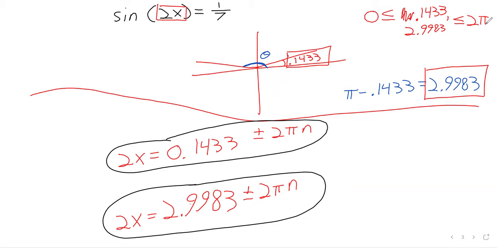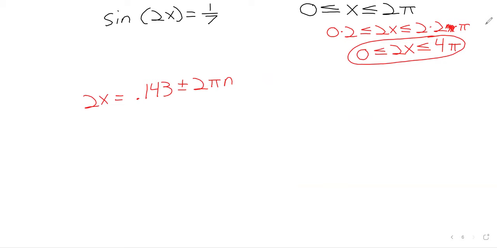So if we subtract 2 pi from those, we get negative answers. Well, we certainly don't want negative answers. 0 is still our lower bound. So we don't want to subtract anything. What about addition? So this is an answer between 0 and 2 pi. If we add 2 pi to it, we get an answer between 2 pi and 4 pi.